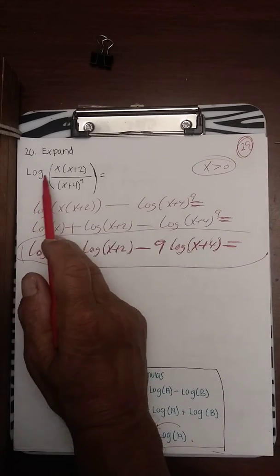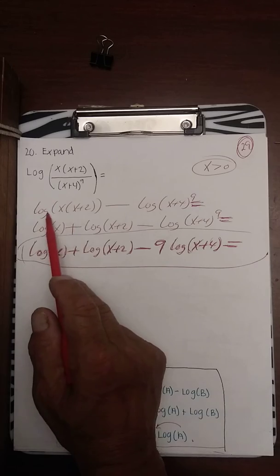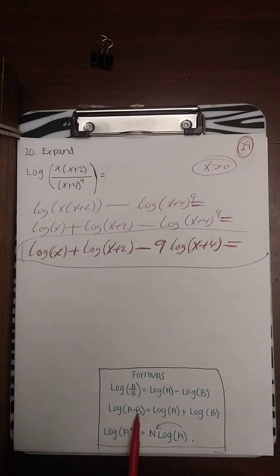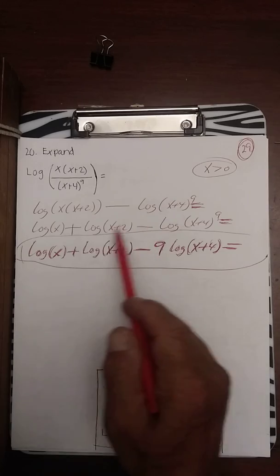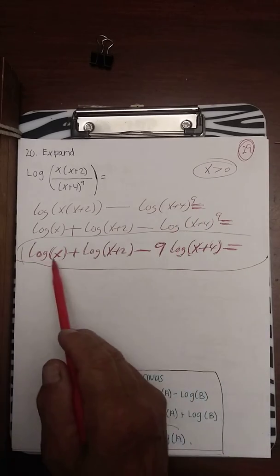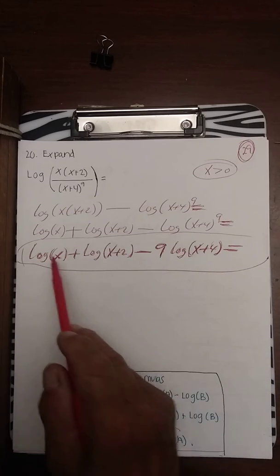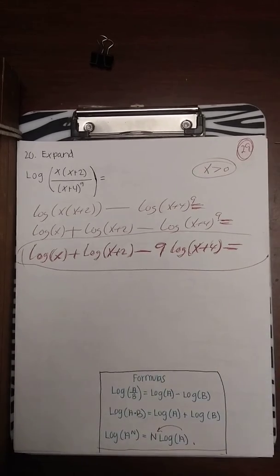Expand this one. So we have a quotient, which is division right here, and it becomes log A minus log B, top and bottom. So log of the top minus log of the bottom. Now we have multiplication right here: log of x plus log of x plus 2. And then bring this over here. Now, that's done, but they have a power. The power goes in front: log of x plus log of x plus 2 minus 9 log of x plus 4.